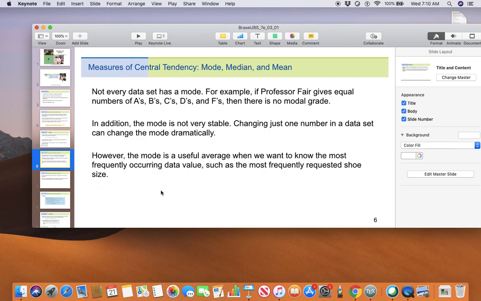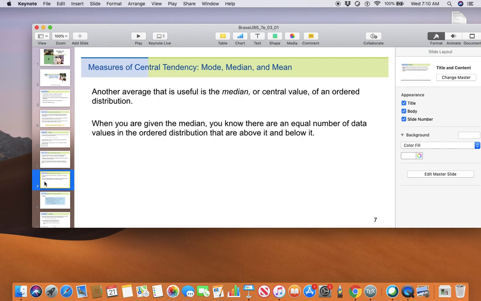It doesn't make any sense to take averages of all the shoe sizes, that is, add 2 plus 3 plus so on, and then get a shoe size of 3.5. Now who stocks something with 3.5, right? So you look for the mode.